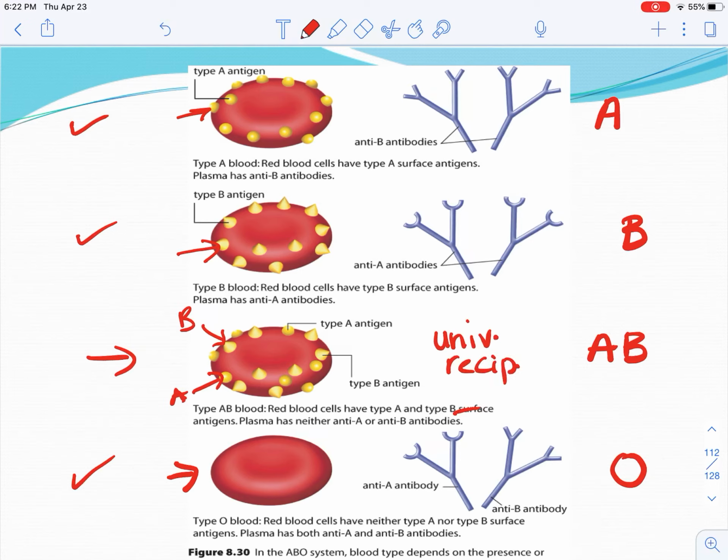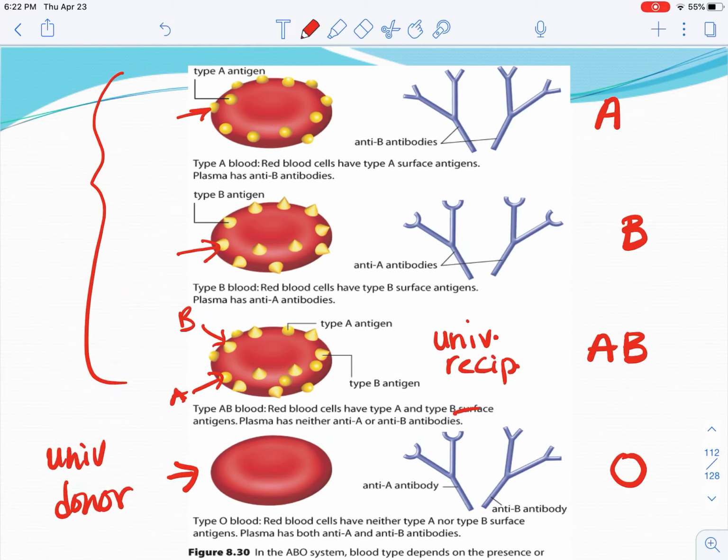So ABs are actually the universal recipients because they don't mind having the donation of any of these bloods, whereas type O is considered the universal donor, and that's because without any antibody or antigen markers on the surface of type O, it would be compatible for any of the other blood types to have the blood type O donated to them. And so yeah, I think you got the idea of how this works.